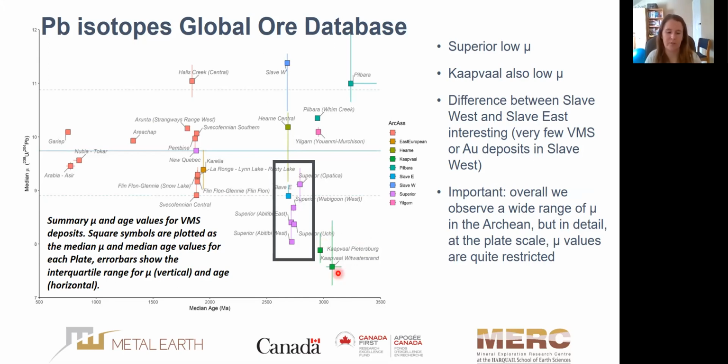Another interesting observation that I won't go into too much is the difference here between Slave West, which is all the way up here, and Slave East. And that there are very few VMS or gold deposits in the Slave West region where these data are from. So I guess this raises the question about whether the mu values are somehow fundamentally related to ore forming processes. And I guess that's one of the overarching questions we're trying to answer through this big data approach: is there a relationship between a low mu signature and more endowed terrains?